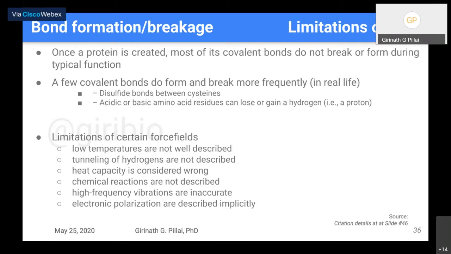Other limitations of certain force fields: low temperatures are not well described. Tunneling of hydrogens is not described. Heat capacity is considered wrong. Chemical reactions are not described. High frequency vibrations are inaccurate. Electronic polarization is described only implicitly. So we need optimization of the force field so that it can talk in terms of chemistry, where bond formation and bond breakage are also taken care of.